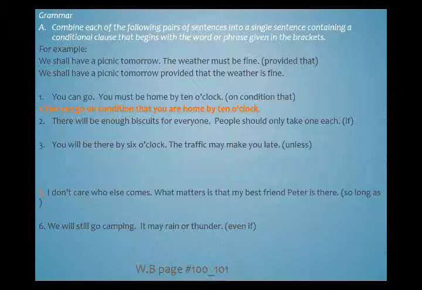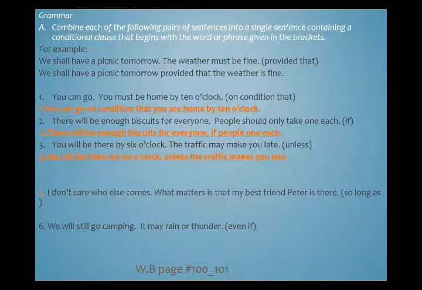Now second is: there will be enough biscuits for everyone. People should only take one each. If. How can we use this? There will be enough biscuits for everyone if people take one each. The third we're having here: you will be there by 6 o'clock. The traffic may make you late, unless. So, you will be there by 6 o'clock unless the traffic makes you late.